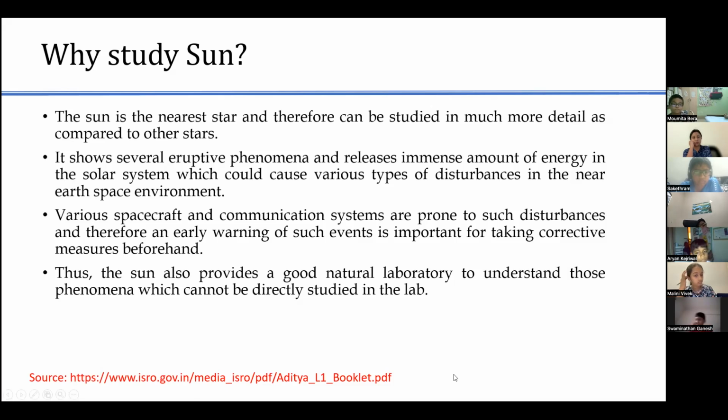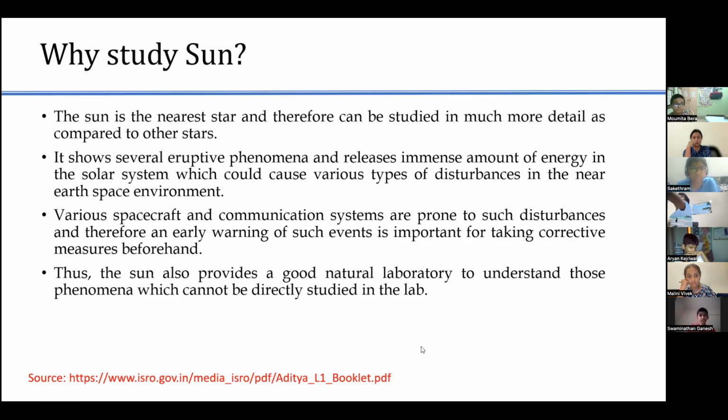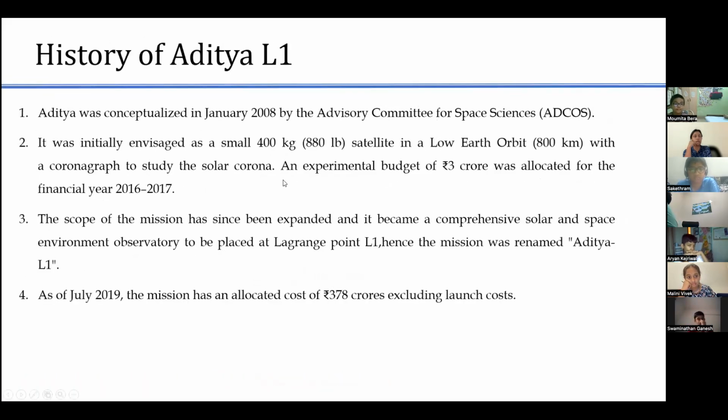As there are various spacecraft and communication systems near the Sun, they need to know when the Sun is going to emit a very immense amount of heat. If they didn't, the spacecraft may be damaged. Thus, the Sun also provides a good natural laboratory to understand phenomena which cannot be directly studied in the lab.